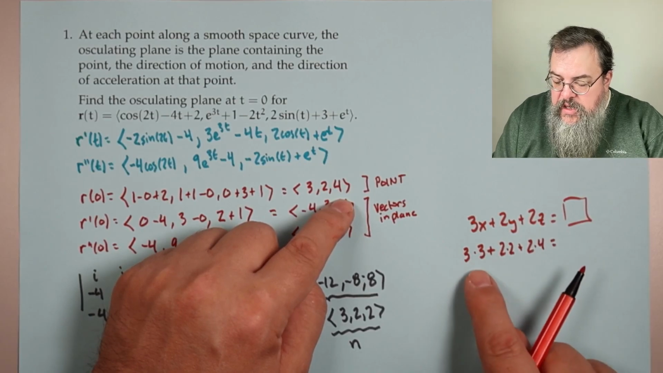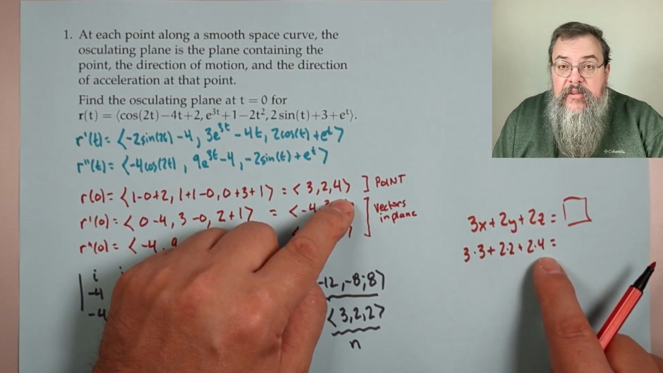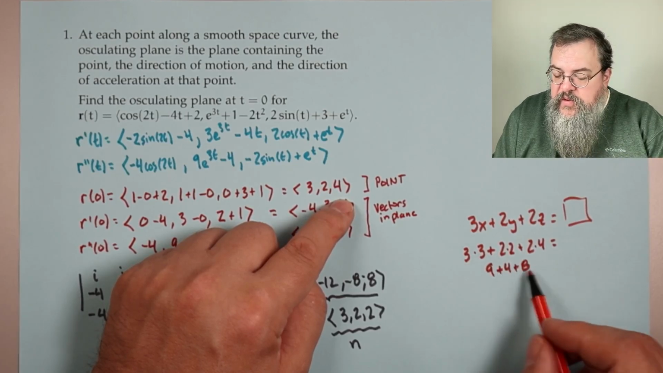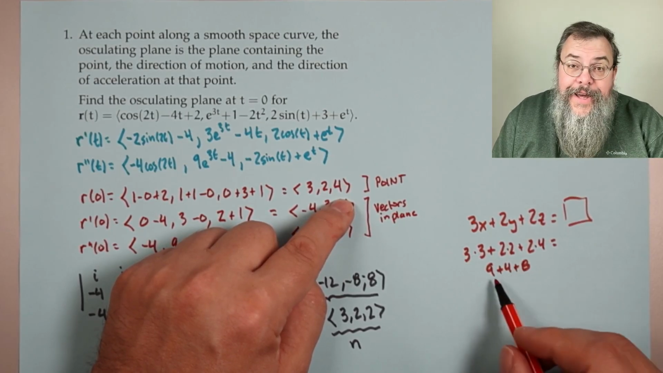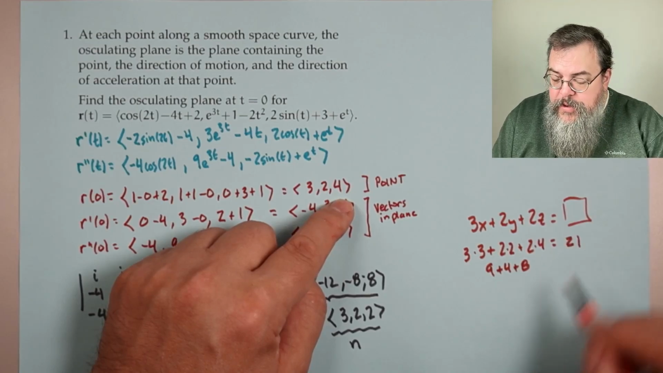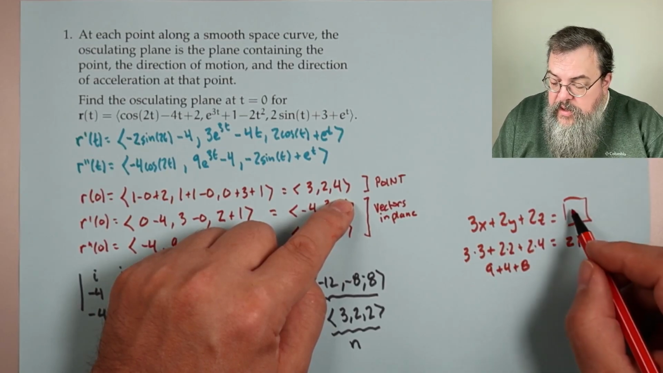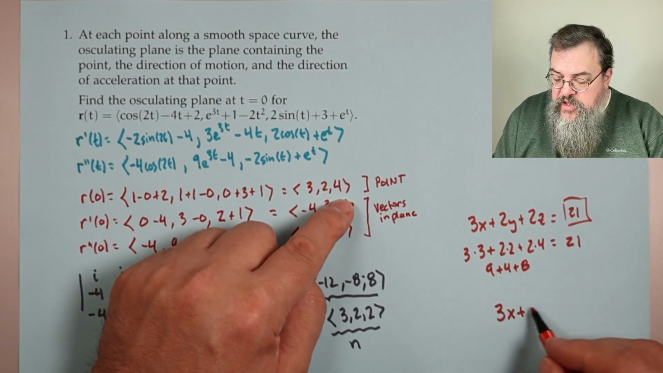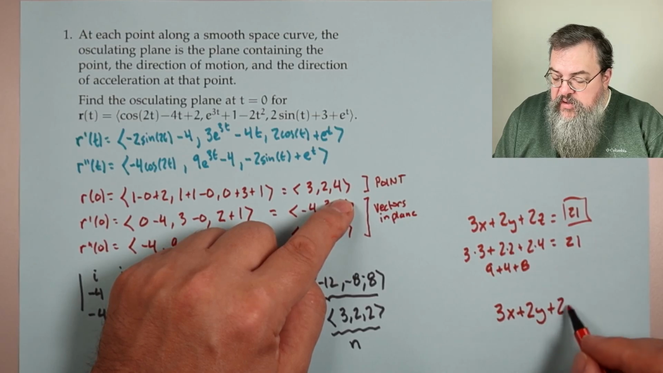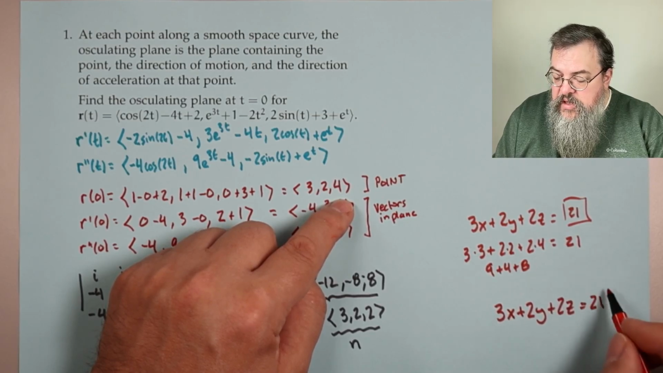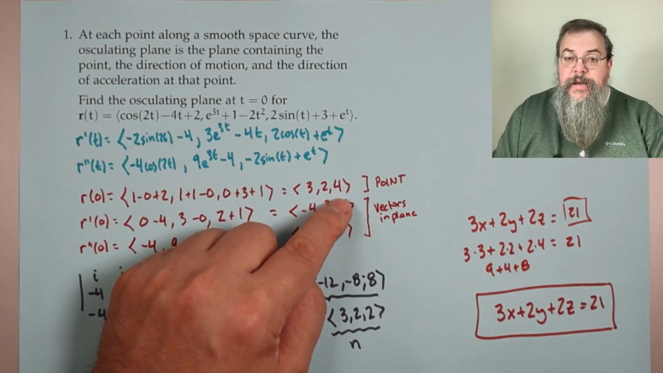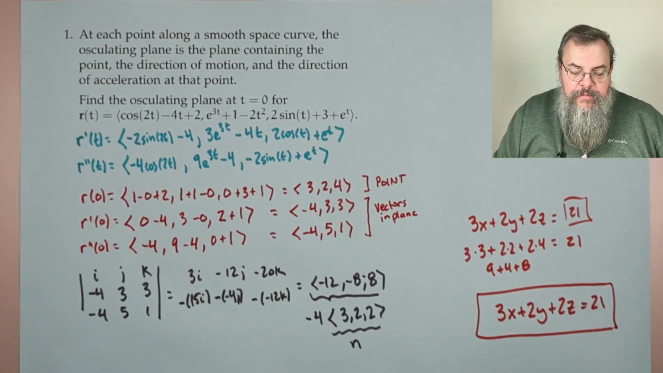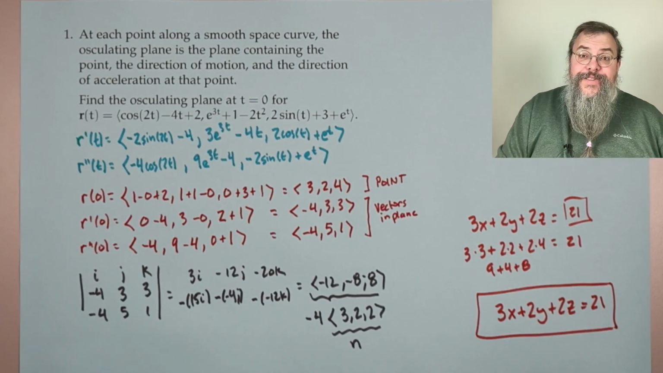Okay, so what do we have? We have 9 plus 4 plus 8. Well, 4 plus 8 is 12, a dozen, and adding 9 would make it 21. So that's what goes in the box. So our final answer, what's our osculating plane? 3x plus 2y plus 2z equals 21. And there we go. That wasn't bad. That's a nice plane. Good for you. Good for us. Woohoo!